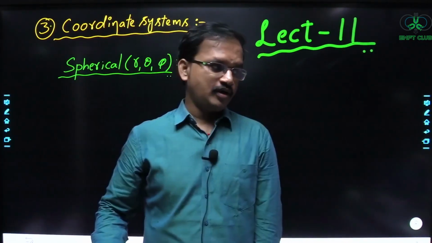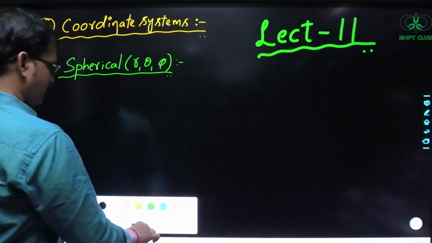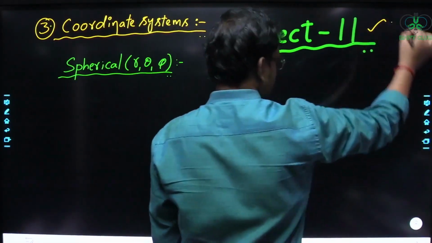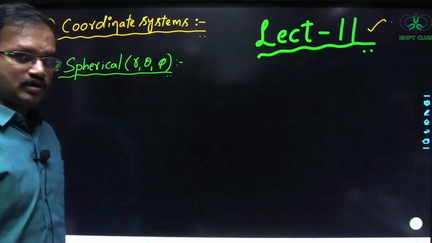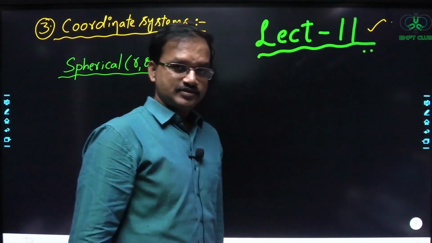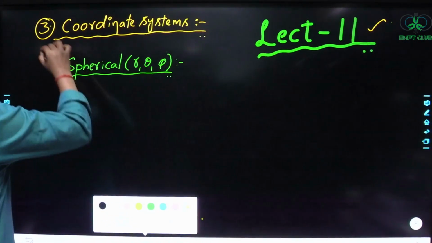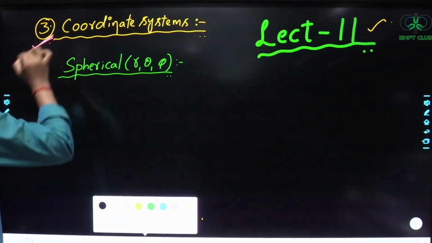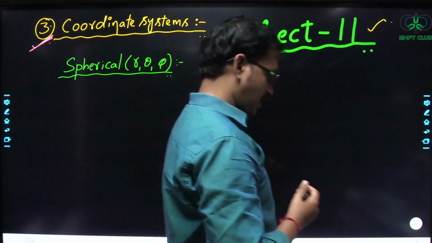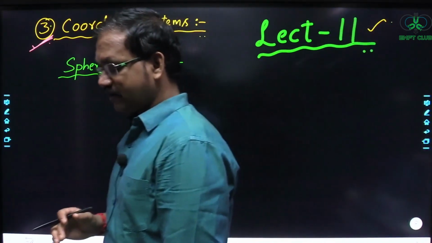Hi everyone, and today we are going to see lecture number 11. So today we are going to continue with lecture number 11. Up till now we have completed 10 lectures, and right now we are dealing with coordinate systems, that is the third chapter. In this we have completed the rectangular coordinate system as well as the cylindrical coordinate system, and we have started the spherical coordinate system.